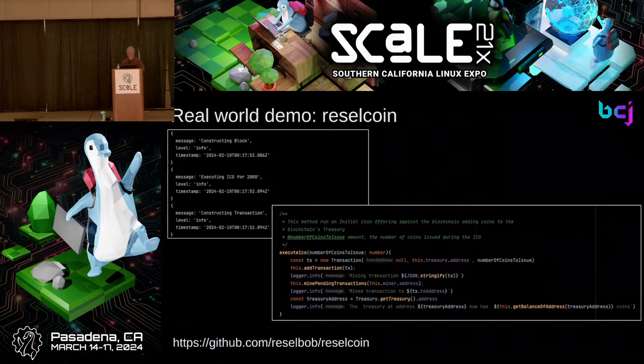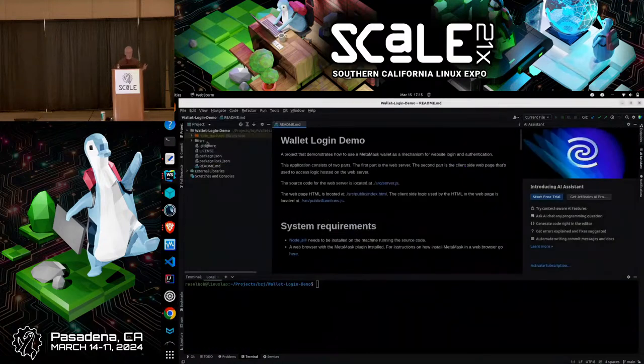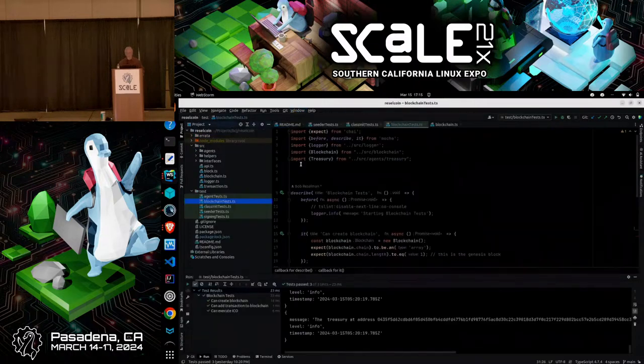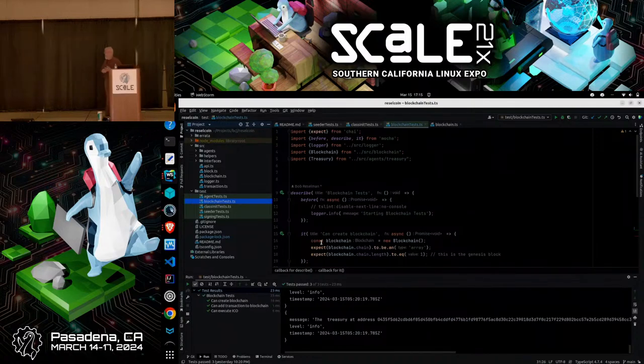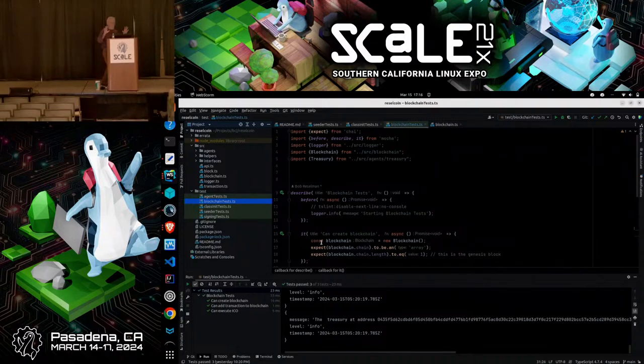So, about some demo stuff. Demo? Yeah, let's push the gods. All right, so this is WebStorm here. All this code is out on GitHub in various places, so you can download it later. And this is a blockchain I made. It's called Reselcoin. I'm not selling any of it right now. Don't worry, I don't want your money.